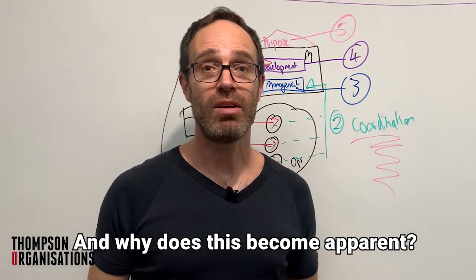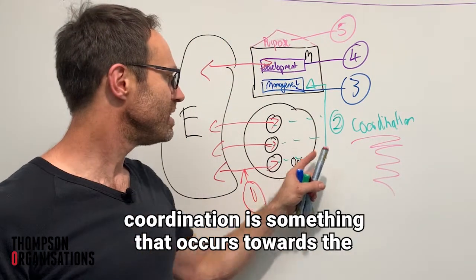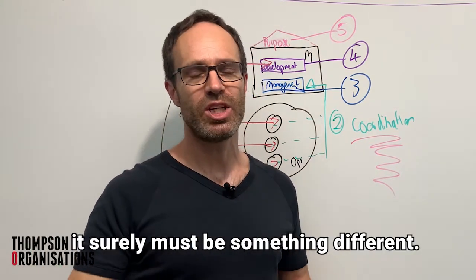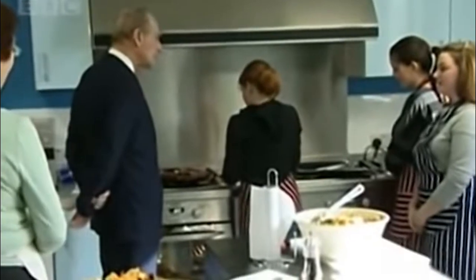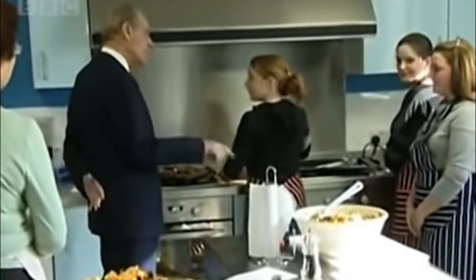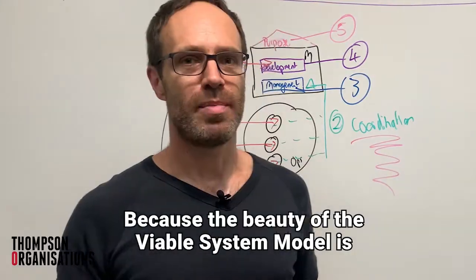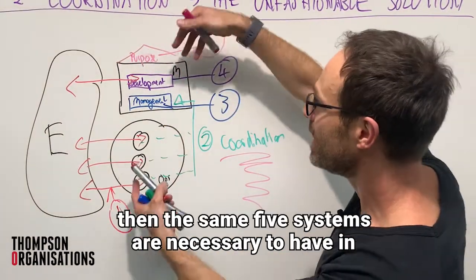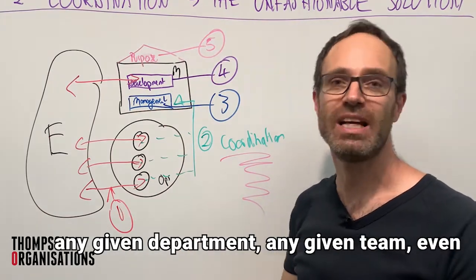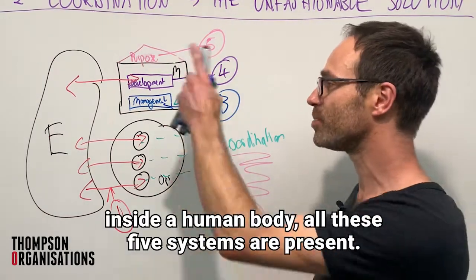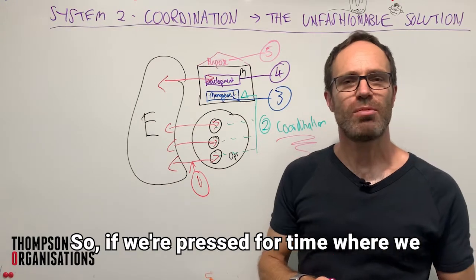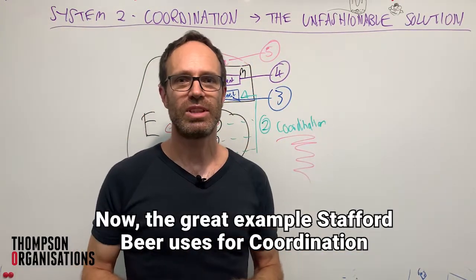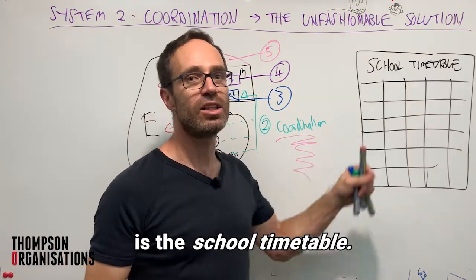And why doesn't this become apparent? Because we are used to thinking that the idea of coordination is something that occurs towards the front of the organisation, that towards the top of the organisation, it surely must be something different. But it's actually not, because the beauty of the viable system model is this applies to a whole organisation. Then the same 5 systems are necessary to have in any given department, any given team, even inside a human body, all these 5 systems are present. So if we're pressed for time and we can't do a full diagnosis, it's often wise to focus straight on the coordination. Now the great example Stafford Beer uses for coordination is the school timetable.